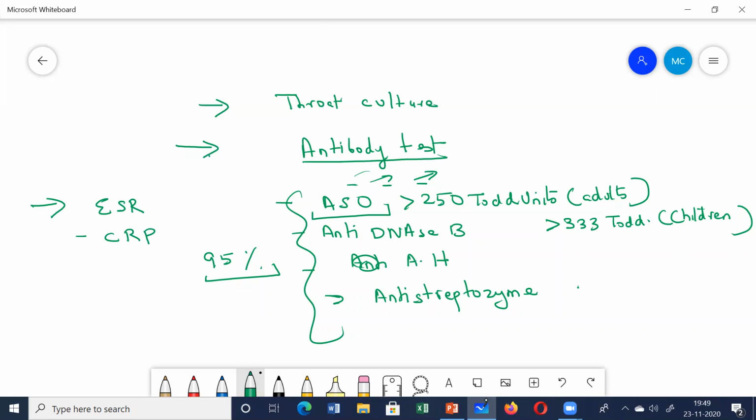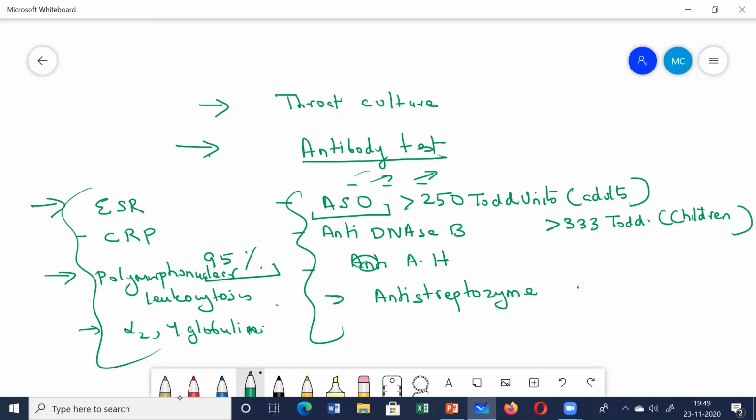Okay, and what other tests can you do which can confirm that an inflammatory process is going on inside the body? Sometimes there is an increase in the leukocyte count, polymorphonuclear leukocytosis. And sometimes you can also find a rise in the serum mucoproteins, like alpha 2 gamma globulin levels. So these are the different tests which you can do to confirm that a systemic inflammation is going on inside the body.